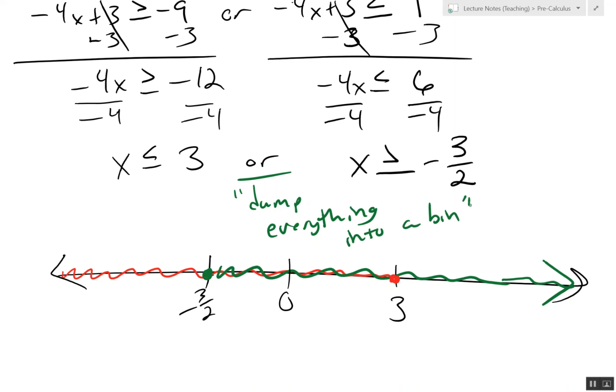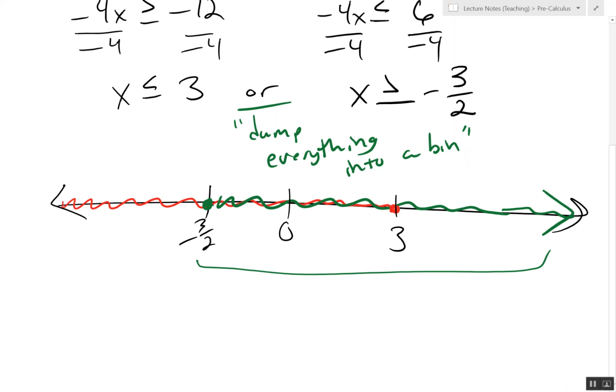Well, that's what I did with the number line. The red represents what we threw in for less than or equal to 3, and the green represents what we did for greater than or equal to negative 3 halves. And notice that this actually gets us the entire number line. So our solution then is all real numbers.